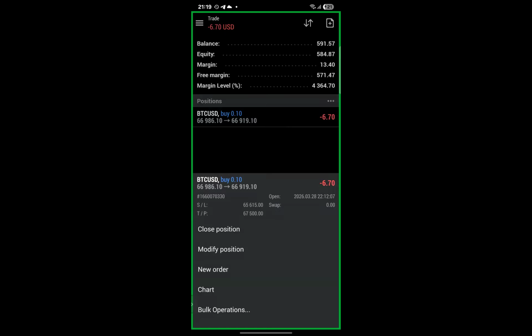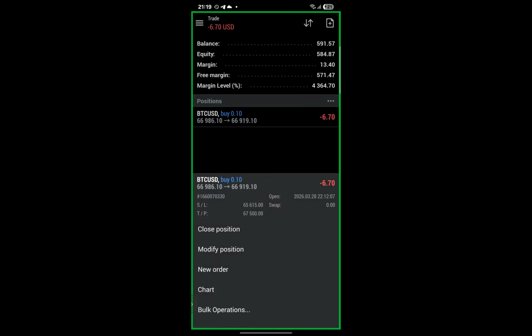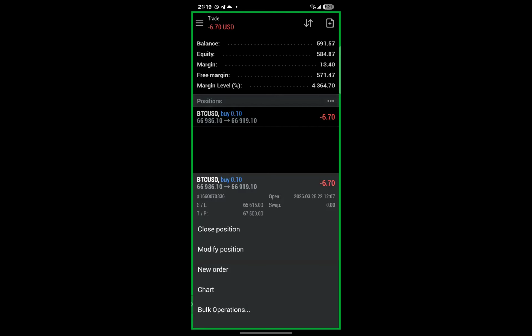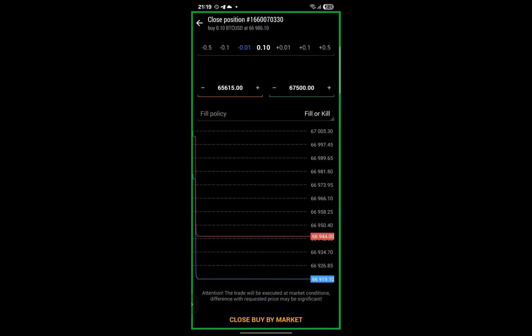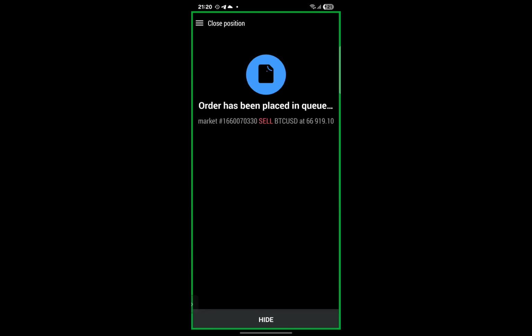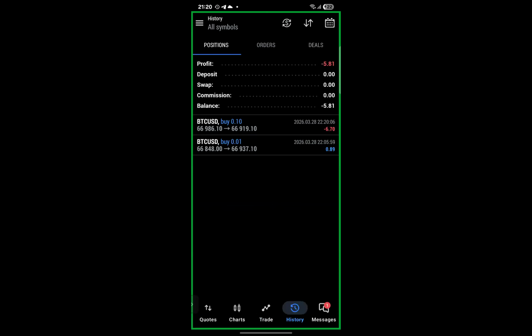That's as close manually. So let's read. Hold down for a few seconds, close. So you see that if you look here, my balance is still showing 591.57. But the moment I hold down, close position, or hold down for a few seconds, close position, close. My account has reduced to 584.87. If I click on history, these are the two trades I've taken so far.